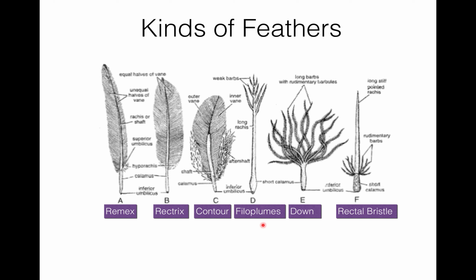Then filoplumes. They are also known as hair feathers or pin feathers. They are small, delicate, and hair-like. Their function is unknown. They remain sparsely distributed over the body. A filoplume consists of a short calamus, see, this is a short calamus, and a long thread-like rachis with a few weak barbs and barbules at the free tip.